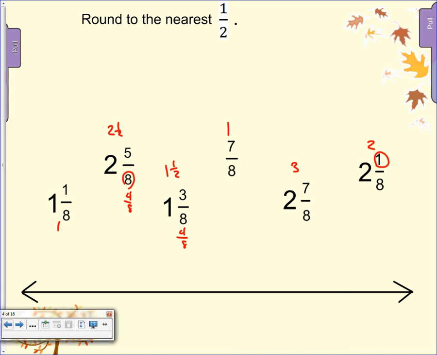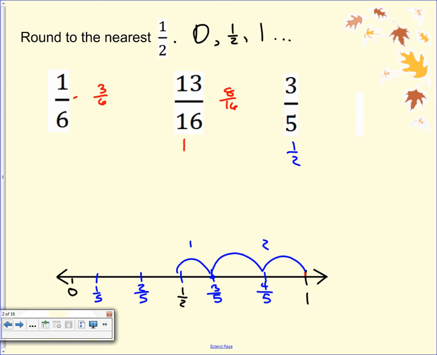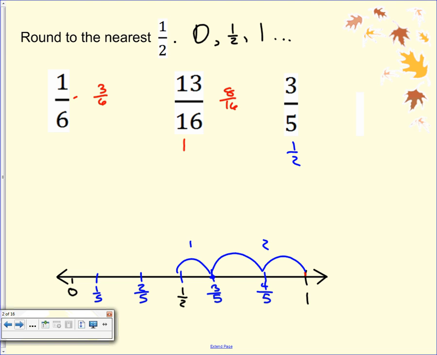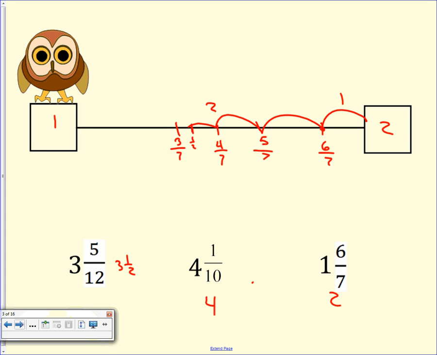All right. That's all for this one. Really, I just wanted you guys to kind of get an idea of using that number line in order to decide how far away it is from the whole number or the half. So, good luck.